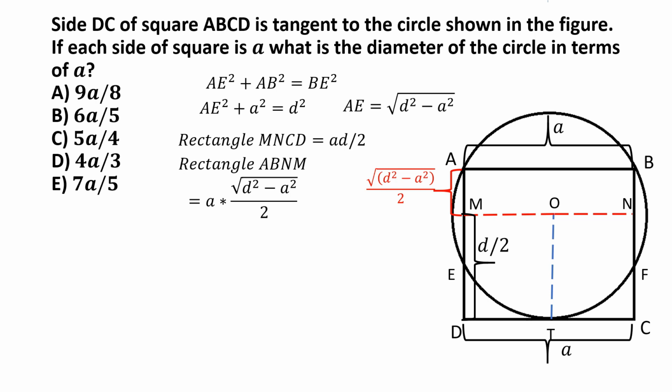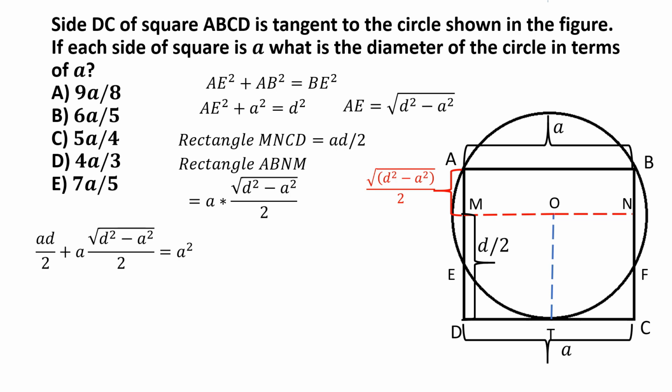But then what do the sum of these two areas make up? Well, you can see from the figure that if you take the sum of the areas of the rectangles ABNM and MNCD, you basically end up with the area of the square, right? And that's equal to A square. So we can write this equation: AD by 2 plus A multiplied by square root of D square minus A square, then divided by 2, and that will be equal to A square.